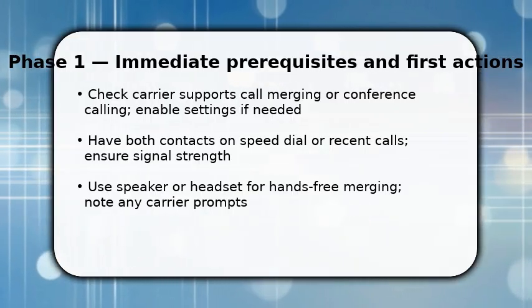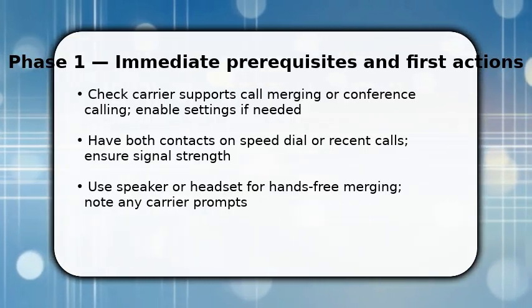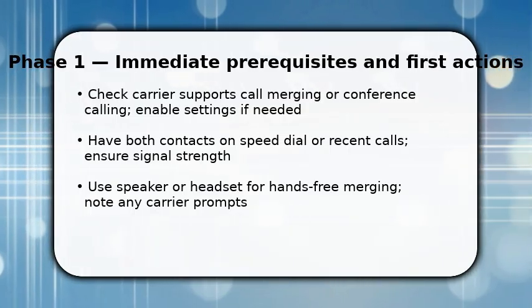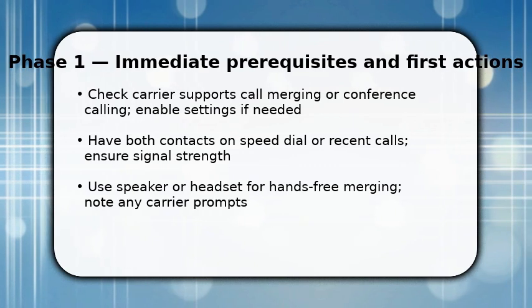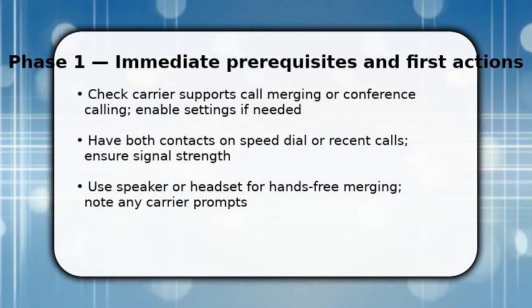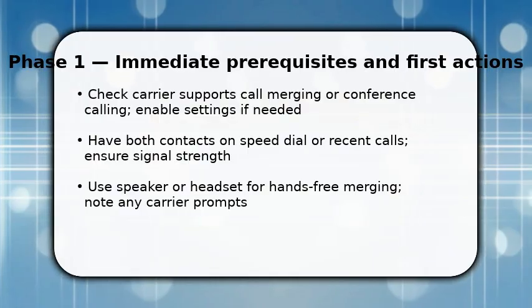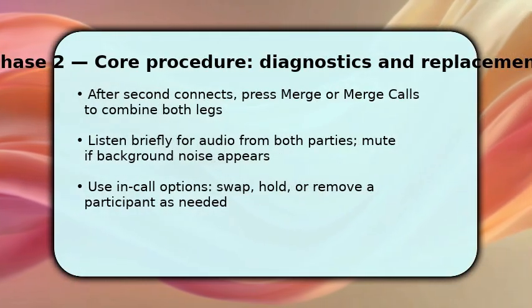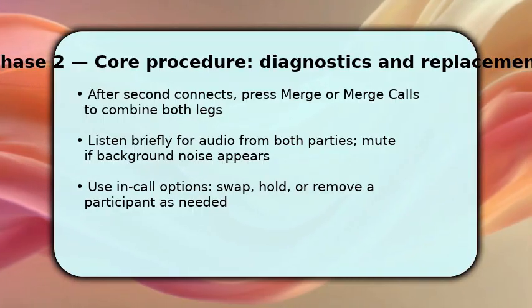Make sure you watch for any carrier prompts about conference or merge. This step prepares both legs for joining and avoids dropped audio. Once the second call answers, tap Merge Calls to bridge both conversations into a single conference. You do this because the phone synthesizes audio paths and forwards each party's voice to the other.